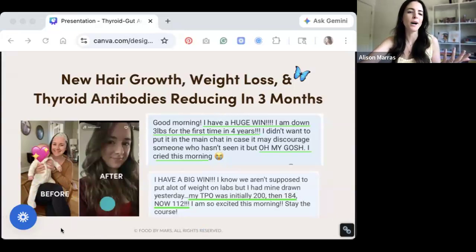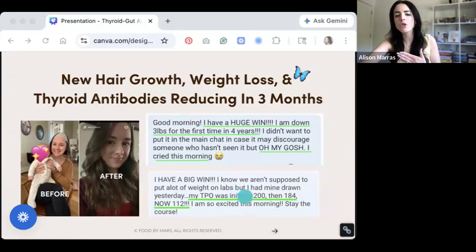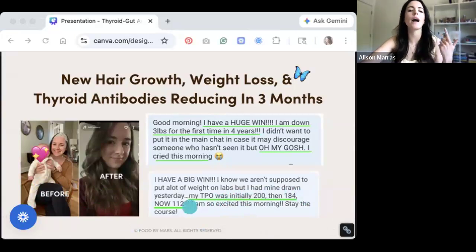Okay. So we have Molly here with her before and after for her hair growth. Weight loss for people who are feeling stuck with weight gain and that they can't lose any weight. So common with thyroid and gut issues. Thyroid antibodies reducing in 3 months. This person went from 200 to 184 to now 112. That's almost completely cut in half with 3 months. Like, this is how quickly the body can move. It doesn't matter how long you've been at this, I promise you.